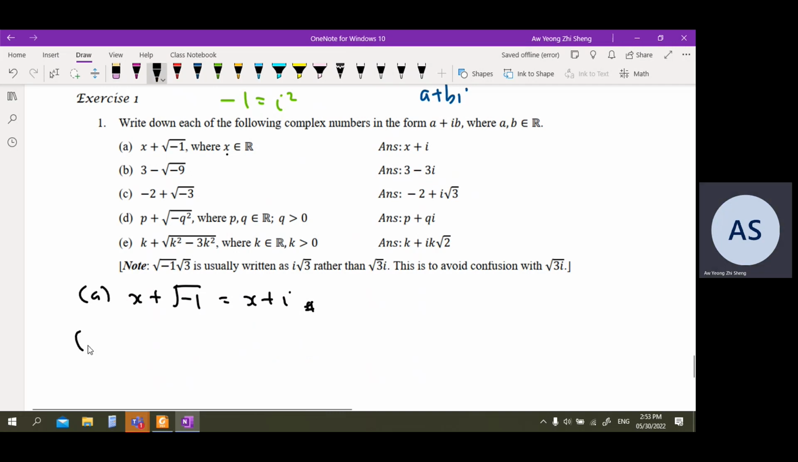Now moving on to part B. 3 minus surd of -9. First of all, a reminder again that we cannot combine these two negatives into a single positive, because the negative inside the surd, we cannot pull it out.